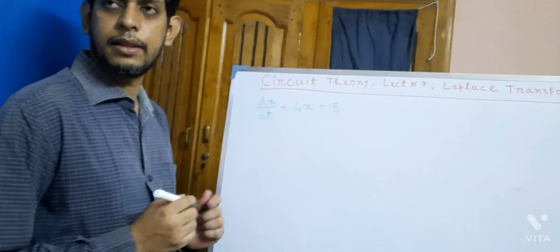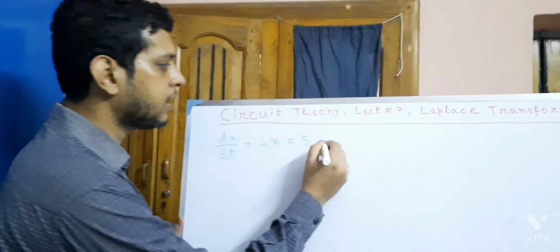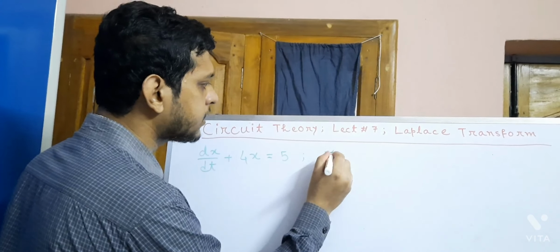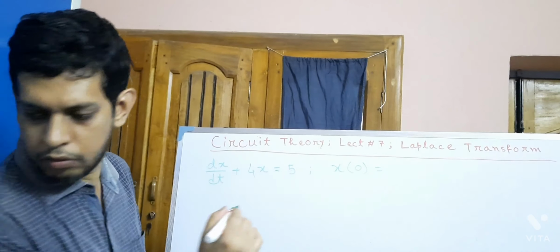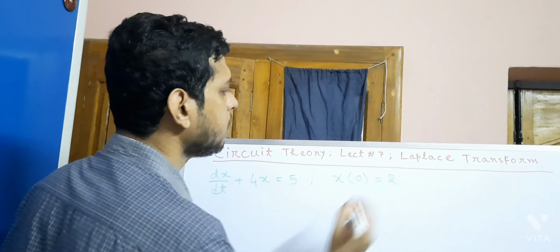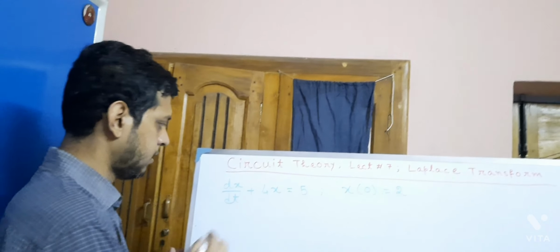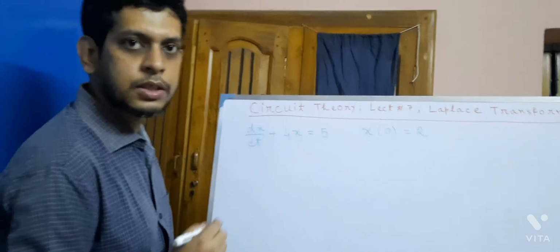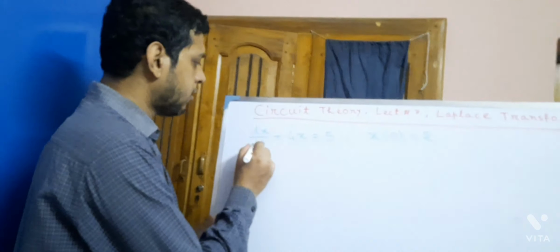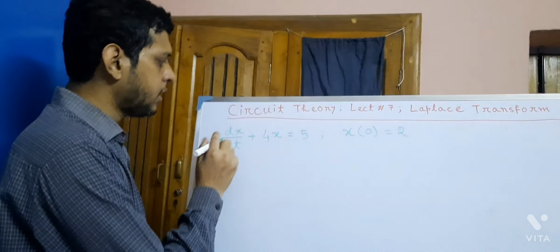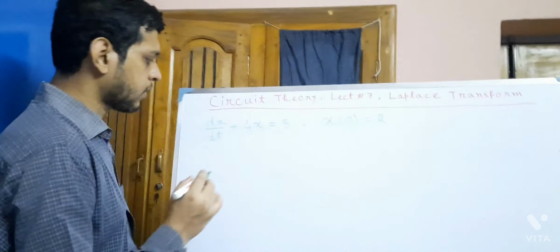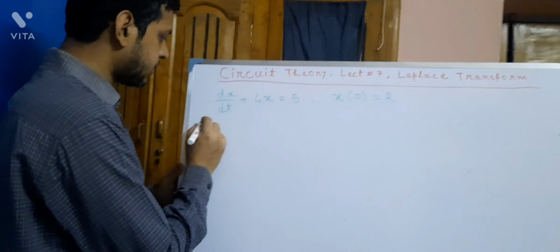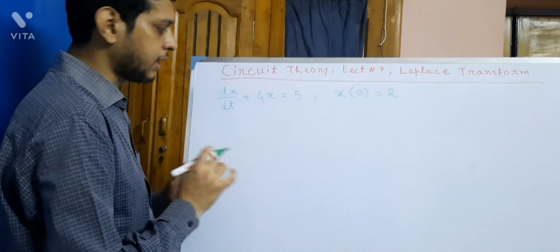This differential equation is given, with x(0) equal to 2. Obviously x is a function of t, because here the differentiation is done with respect to t. Now let us Laplace transform both the sides.